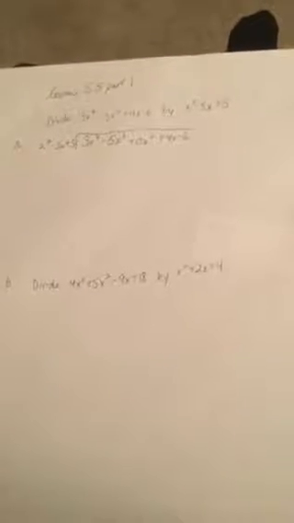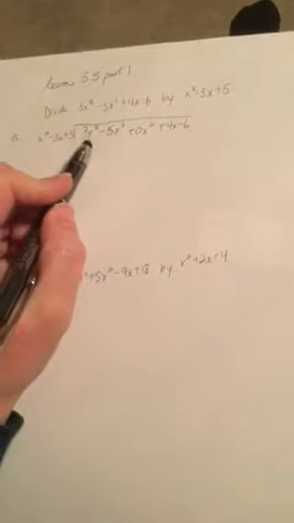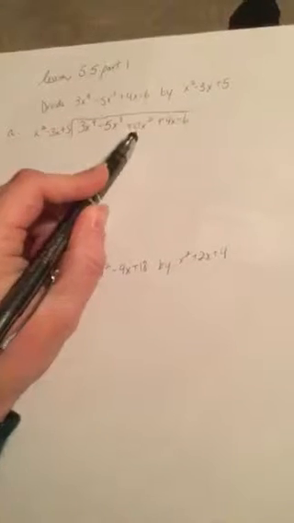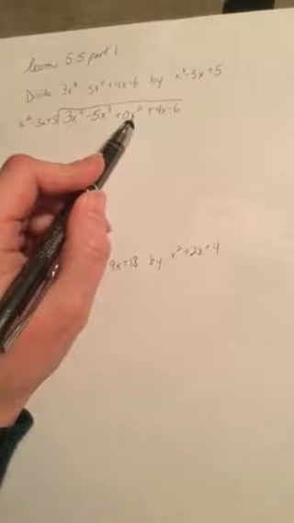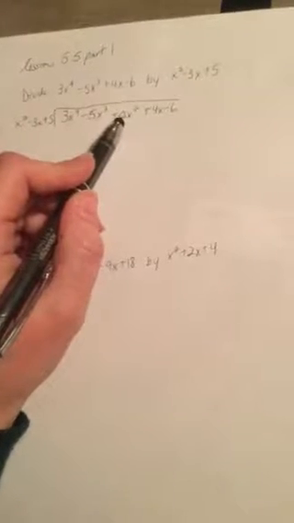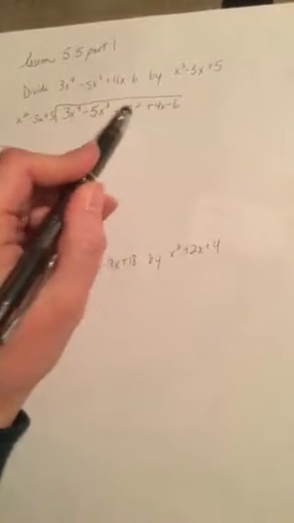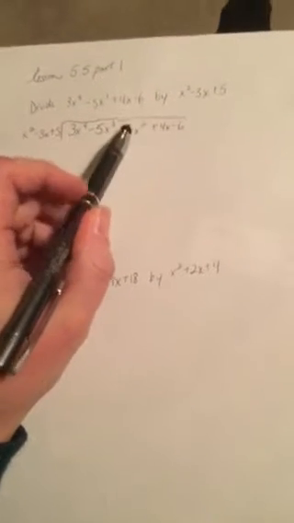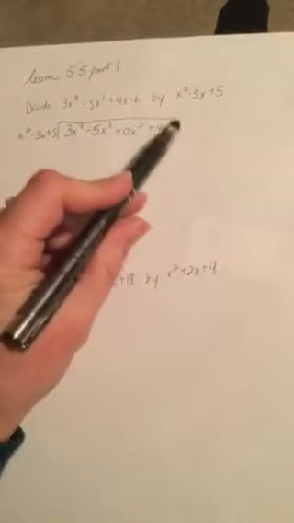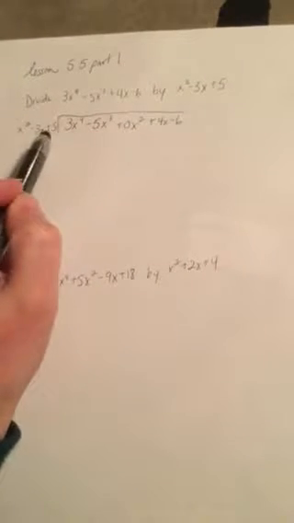So for part A, divide 3x to the fourth minus 5x cubed plus 4x minus 6 by x squared minus 3x plus 5. So I set this one up already. Notice that when I put 3x to the fourth minus 5x cubed, just like we did with synthetic substitution, you have to put in a term for every degree. It makes it easiest if you actually write a 0x squared. Some people just leave a blank space, but definitely put some placeholder here. And then plus 4x minus 6. And I put my other polynomial outside.